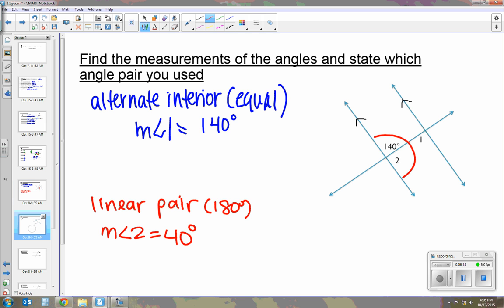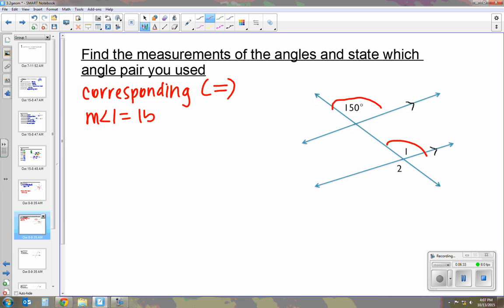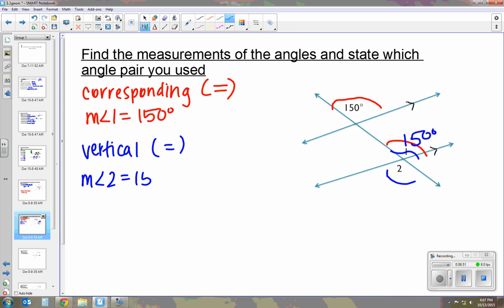All right, let's try another one. Okay. This one, let's start off with the 150 and the 1. That's corresponding. We know that corresponding angles are equal. So that means the measure of angle 1 is 150 degrees. And I can use angle 1 and angle 2, which are vertical. We know that vertical angles are equal. So the measure of angle 2 is 150 degrees.